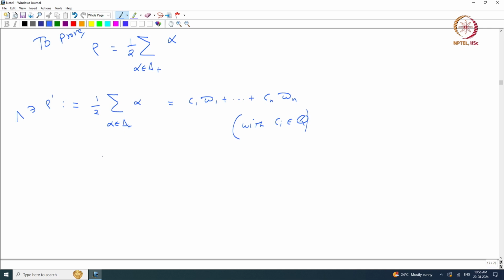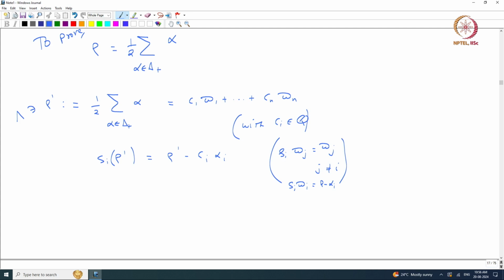So, then it is easy to see s_i of rho dash is going to be rho dash minus, I would say, c_i alpha_i, because s_i will fix all the omega_j's. So, s_i of omega_j will be fixed for all j not equal to i, and s_i of omega_i is nothing but omega_i minus alpha_i. So, s_i of rho dash is going to be just rho dash minus c_i alpha_i.